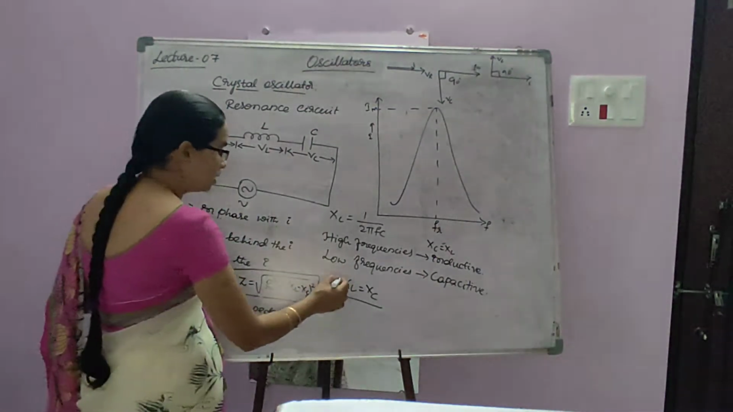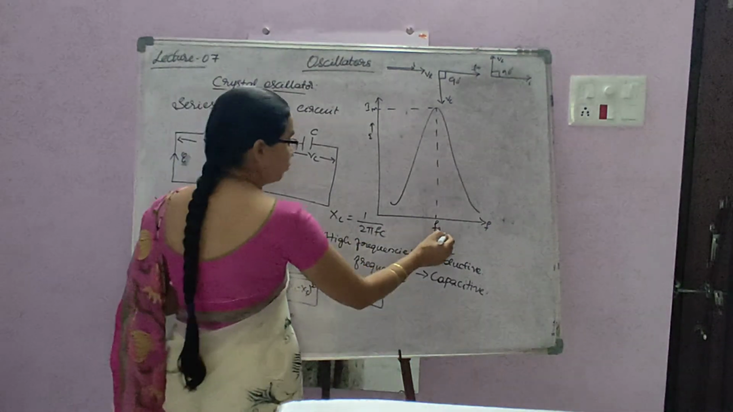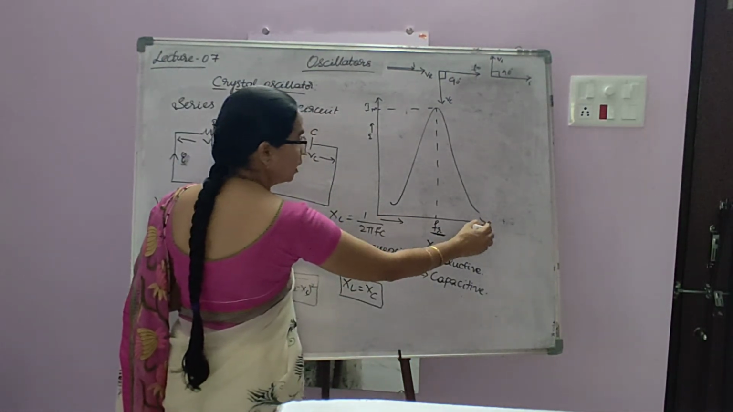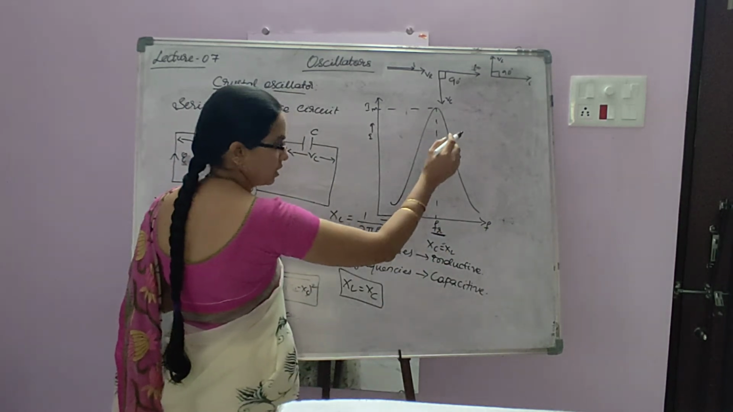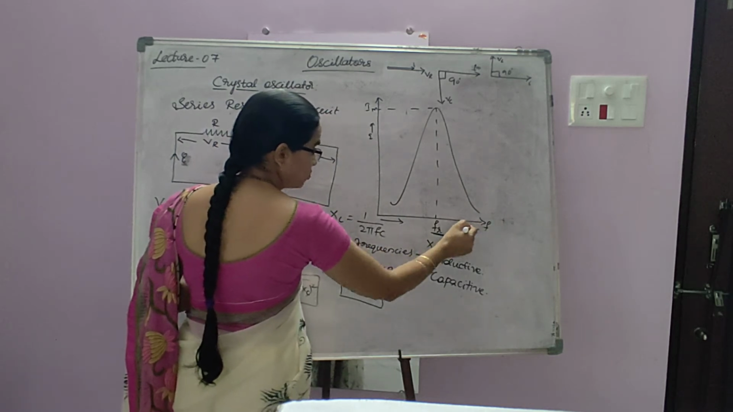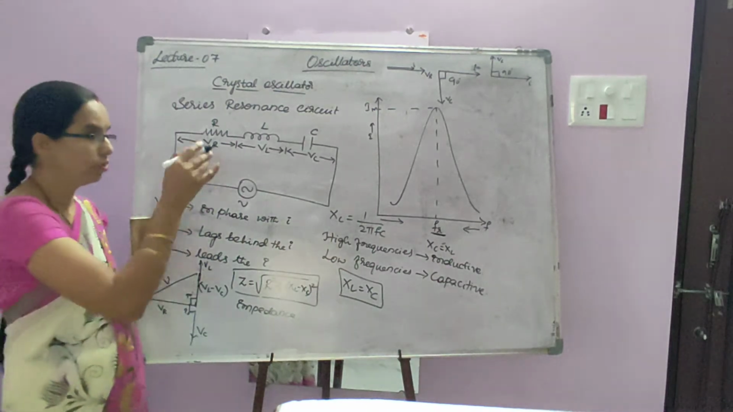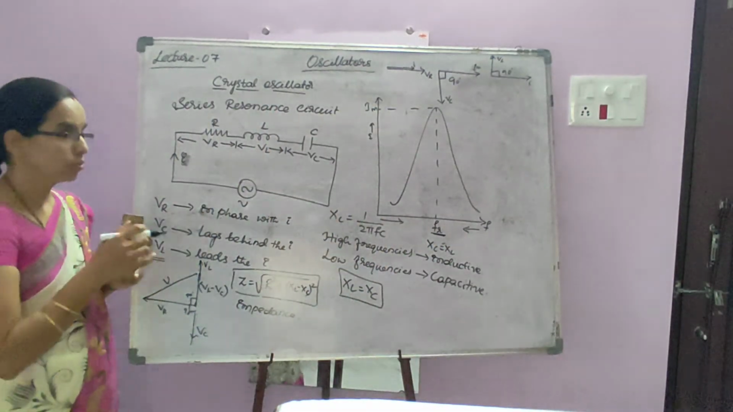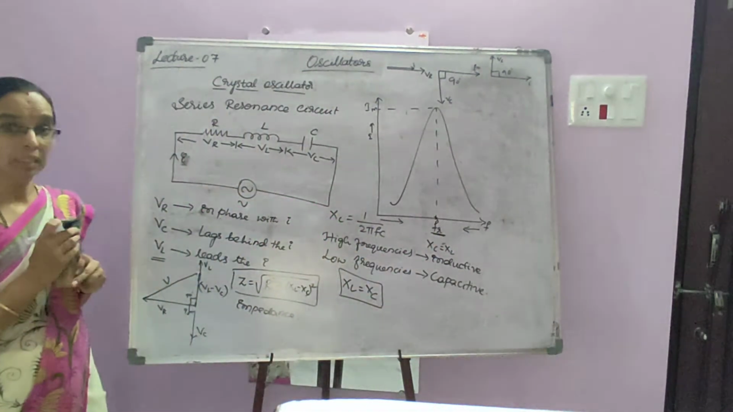So what happens? XL becomes equal to XC at one particular frequency. As the frequency starts increasing from here, XL increases. If the frequency is coming down from this point, XC also increases as the frequency decreases. So at some particular frequency, those two will become equal.